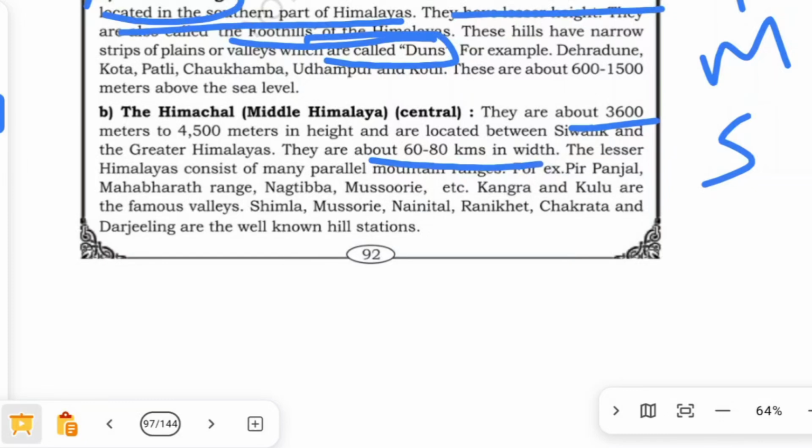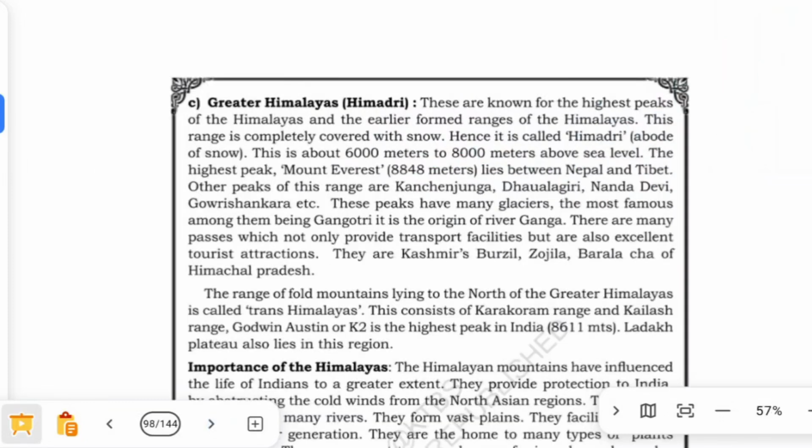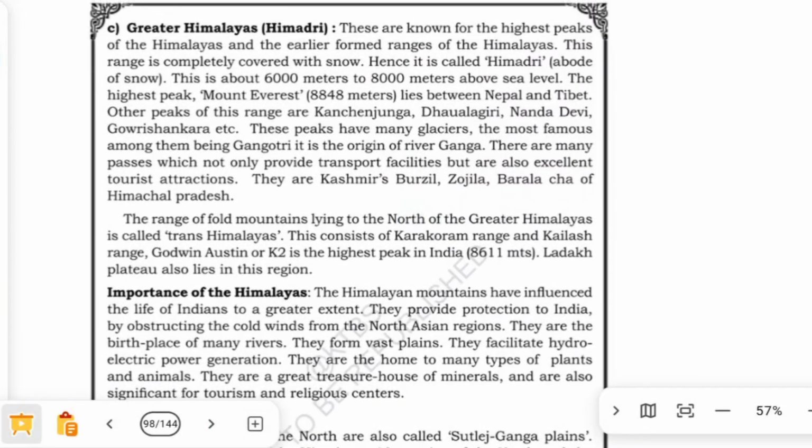So almost we have visited in the Shimla most of the summertime. Mussoorie, Nainital, Ranikhet. These are all the greatest examples. And last and finally, that is the Great Himalaya. So Great Himalaya, these are known as the highest peaks of Himalaya and the earliest formed range. So that is not recent; it was already formed very long ago.